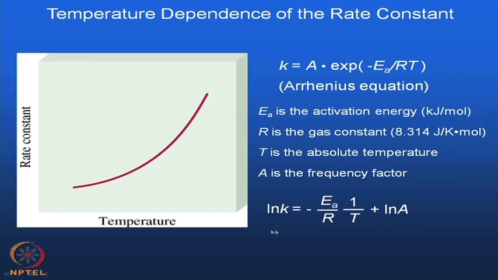So, you see that ln k is equal to minus E a by R T plus ln A. You have got the same thing, but the only point to mention is that rate constant versus temperature is an exponentially rising function, and this one is called the Arrhenius equation. It is a famous Arrhenius equation.